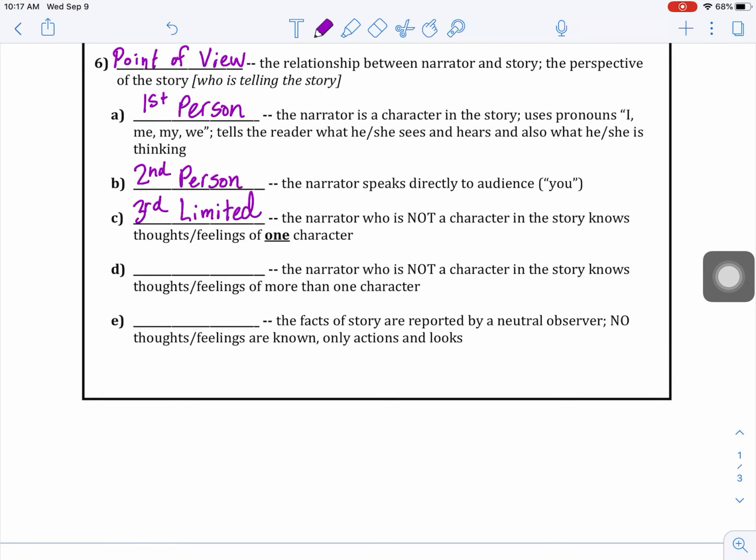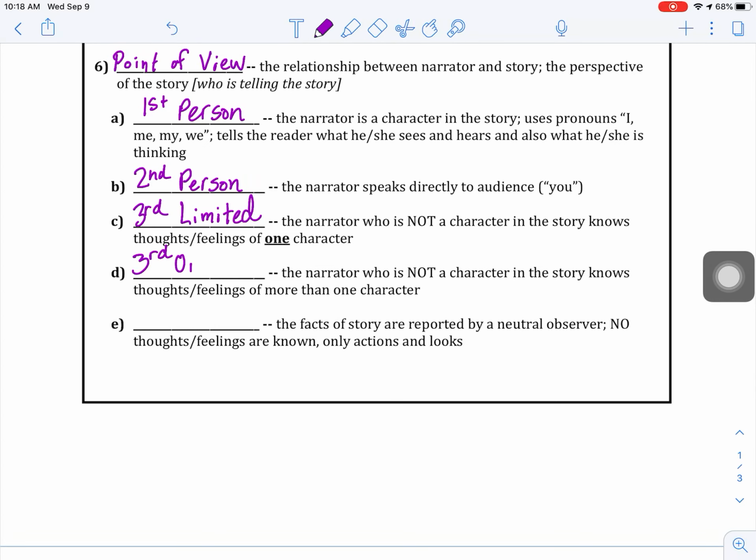Letter D, also third person, but it's that fancy word you might be thinking of. And maybe you don't remember how to spell it or remember the word, but you know there was this big fancy point of view word. When your narrator's not a character in your story, and you know the thoughts and feelings of more than one character, of multiple, that is the omniscient point of view. The root of omniscient, omni, means all-knowing or all-seeing. You know multiple characters' thoughts and feelings.